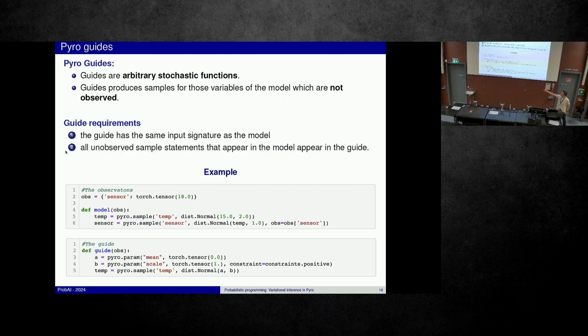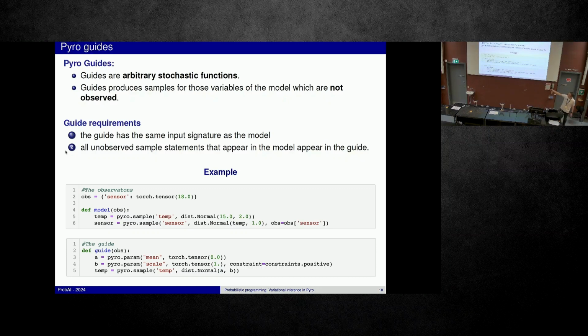We define a sample statement down here, and the sample statement should have the same name. So the variable in your guide should have a name that matches exactly the name of the variable up here. We are matching temp here to temp up here. It's defined as a normal distribution with the two variational parameters A and B. A and B are defined using the Pyro param statement up here, also giving unique names and initialized to certain values. In this case, we initialize them to 0 and 1 respectively. And then we also put in the constraint that B should be positive, so we have the keyword constraints for ensuring that.